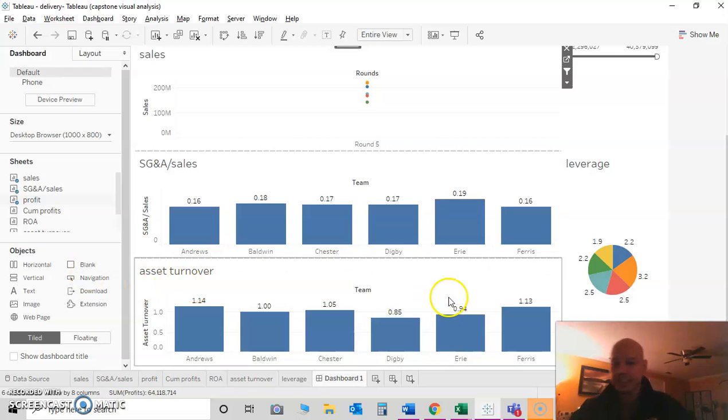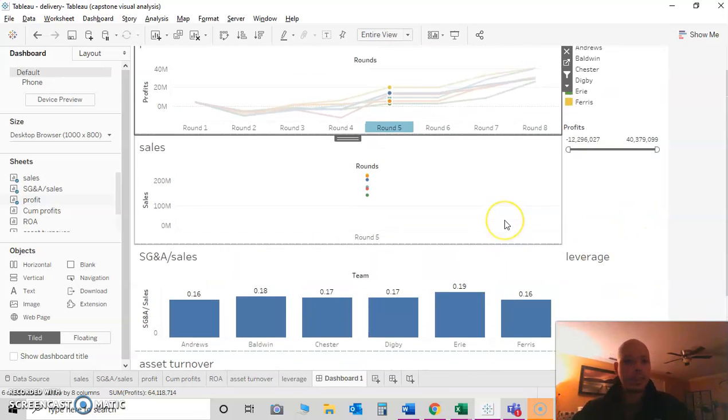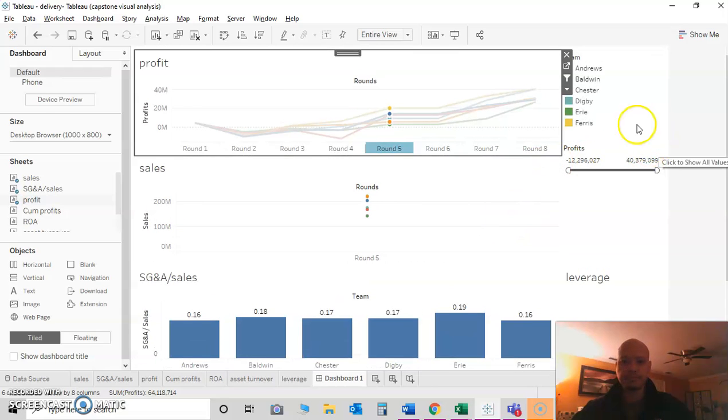And then we can take a look at asset turnover ratio, and Ferris again being very efficient in period 5. So for every dollar of assets, Ferris is producing $1.13 in sales versus 94 cents for every dollar of assets. And same kind of story here with leverage. I mean, already Erie's at 2.2 versus 1.9, and the goal here is to be at a small number. You don't want to be over leveraged to finance your operations.